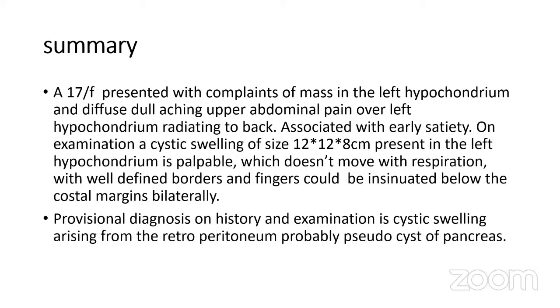Summarizing my case, she was a 17-year-old female presented with the complaints of mass in left hypochondrium extending to epigastrium and diffuse dull aching pain in the upper abdomen over the left hypochondrium radiating to back, also including epigastrium, associated with early satiety. On examination, a cystic swelling of size 12 × 12 × 8 cm was present in left hypochondrium, palpable, which does not move with respiration, with well-defined borders, and fingers could be insinuated below the costal margins bilaterally. Provisional diagnosis on history and examination is a cystic swelling arising from retroperitoneum, probably pseudocyst of pancreas.